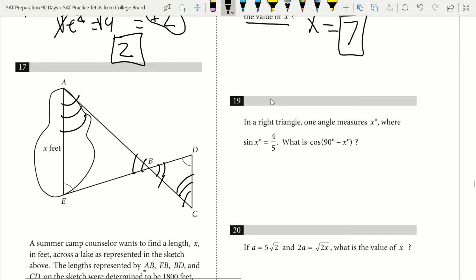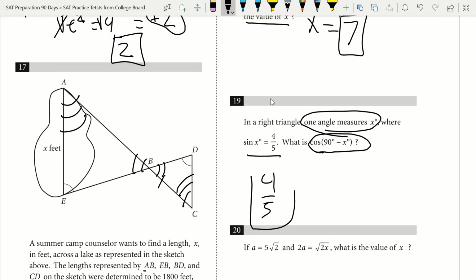All right, 19. 19 has something I definitely want you to put in your notes. So in a right triangle, one angle measures x degrees, where sine of x is equal to 4/5. What is cosine of 90 minus x? This is going to be 4/5. So how did I know that so quickly without showing any work?